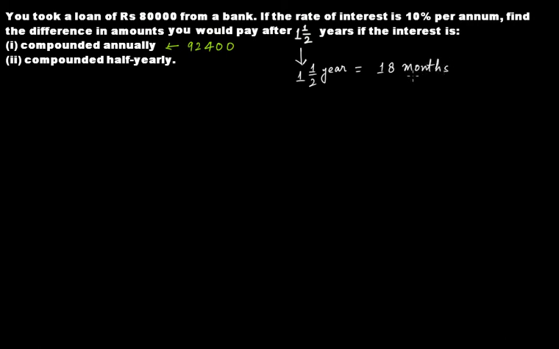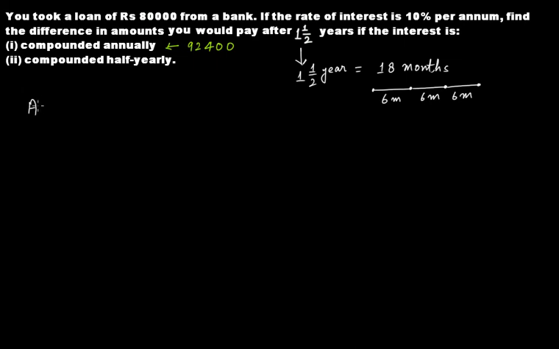And in these 18 months, there will be 3 periods of 6 months: 6 months, 6 months, and 6 months, right? 3 periods of 6 months. So if you remember, we have a formula. In fact, we have two formulas.